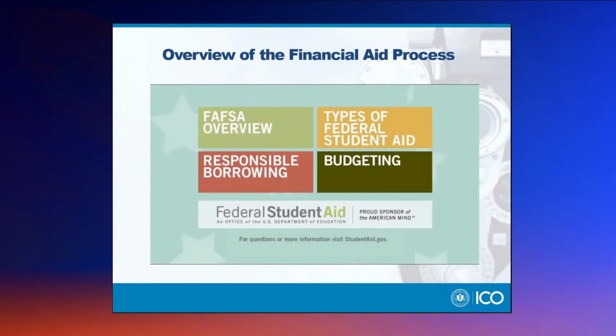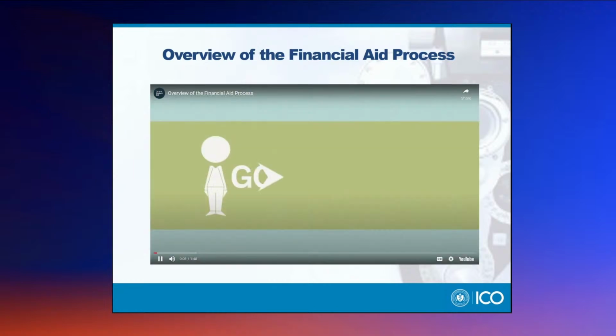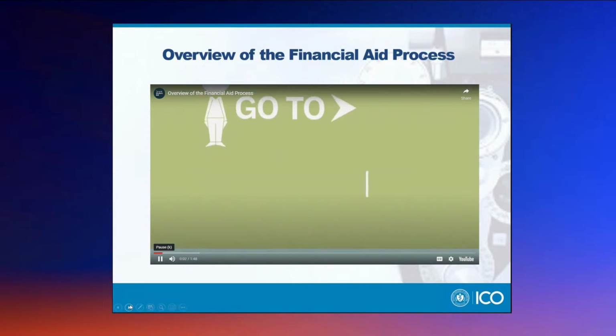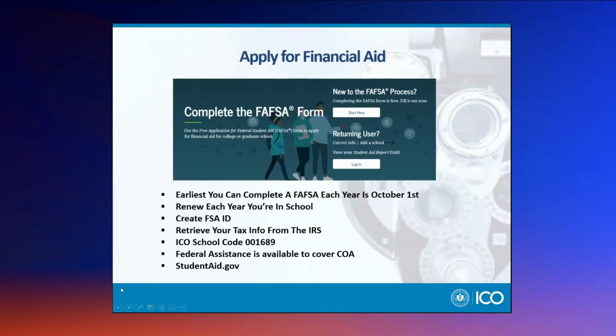So one of the most important pieces of advice that I would give is making sure that you don't take out more than what you need for financial aid. So the first step to financial aid is actually applying and completing your FAFSA application. You can start filling out your application as early as October 1st for the upcoming school year.